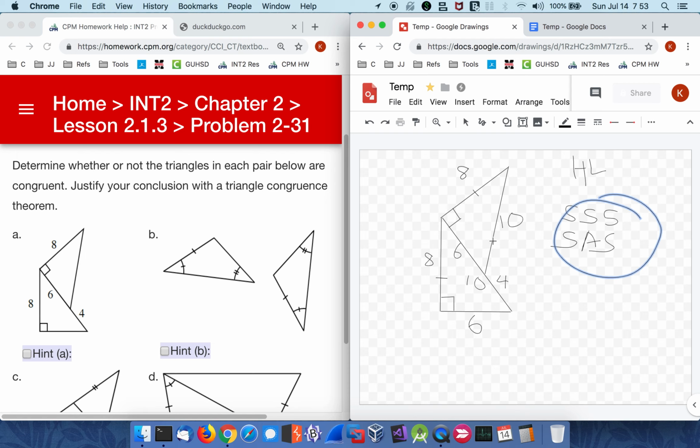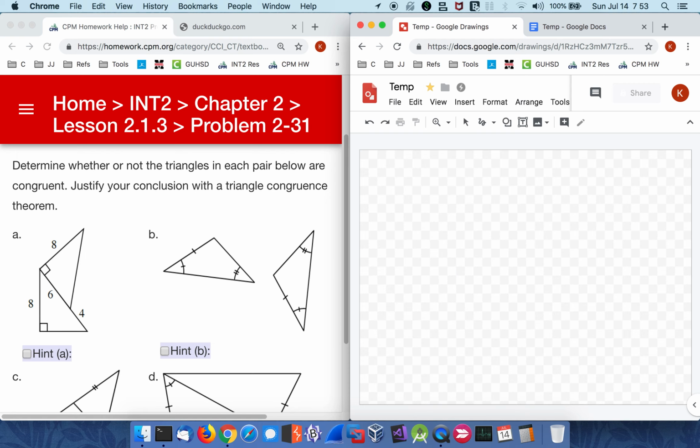So now let's look at B. So let me remove that one. So kind of got to rotate this thing. But it looks like these two angles are equal. These two angles are equal, which means that this third angle must be equal, right? So let me just go ahead and, do I really need to draw? I'll draw it just for, it should go pretty fast.